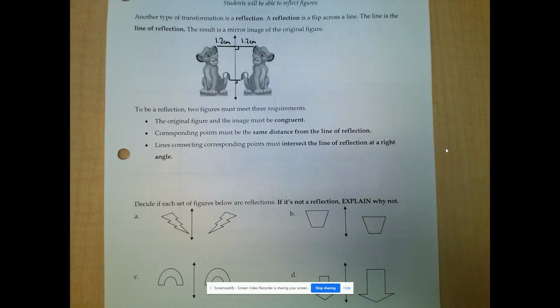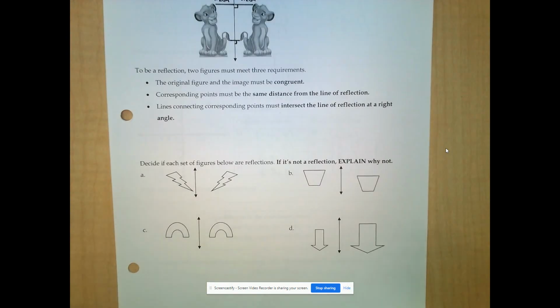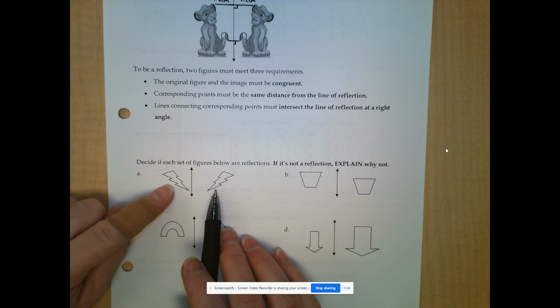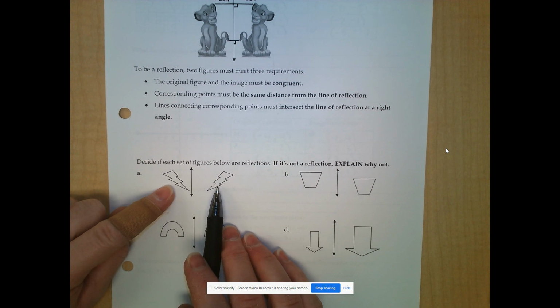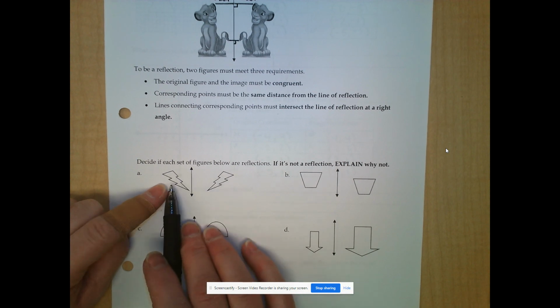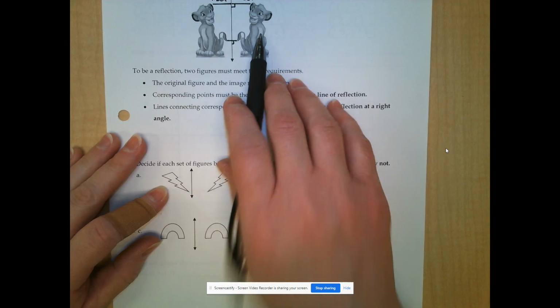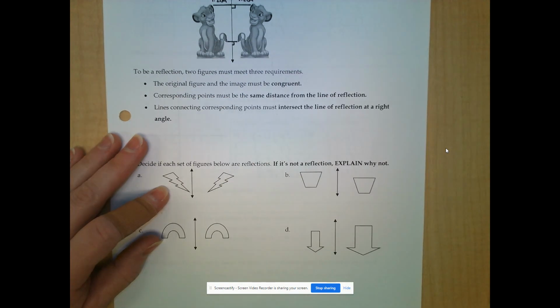So at the bottom of the page, you'll notice there are some examples saying, is it a reflection? Explain why or why not. So the two lightning bolts, they appear to be the same size and same shape. One has been flipped over. So up here, you can see this Simba is looking to the right and this Simba is looking to the left because they were flipped over the line of reflection.